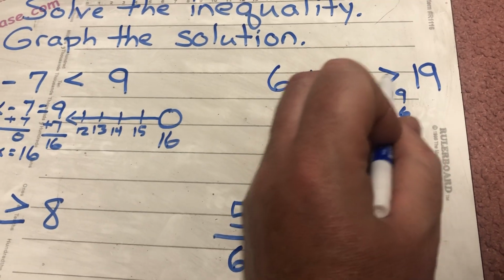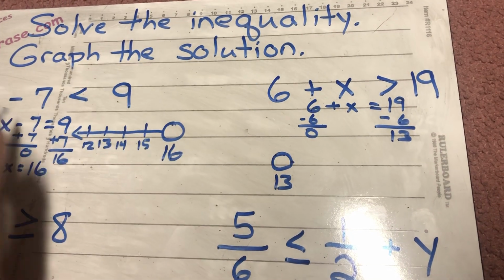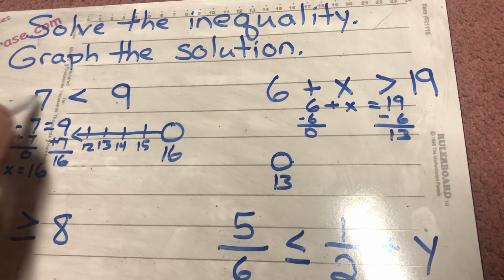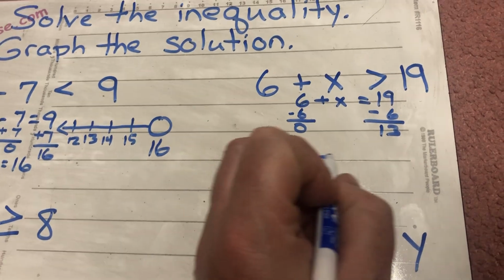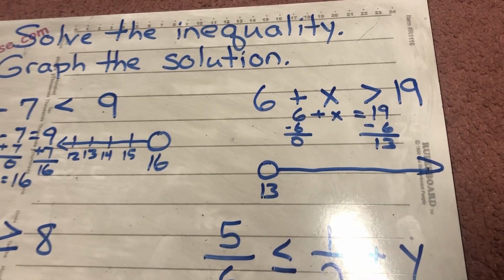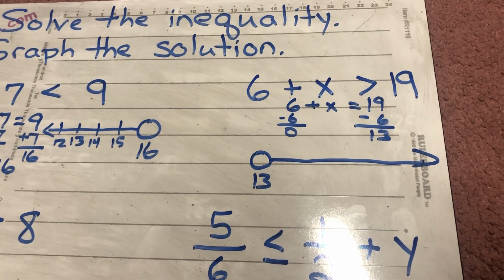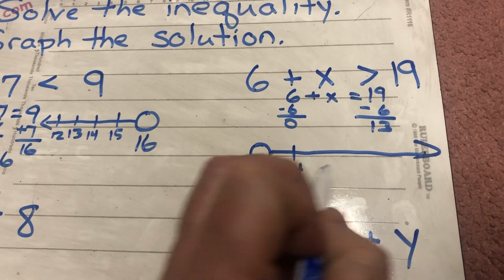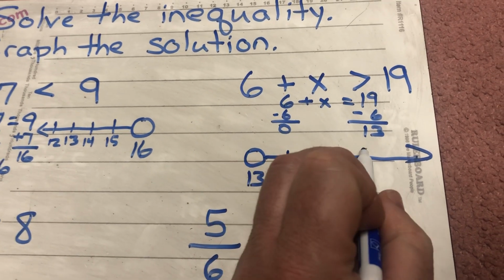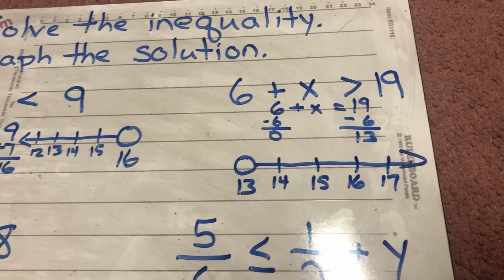X is on the bigger side of the inequality. You always go with where the x is. X over here, it's on the smaller side. X over here, it's on the bigger side. So it's going to get bigger. All right. And then the numbers will get bigger. 14, 15, 16, 17. And that's graphing the inequality.